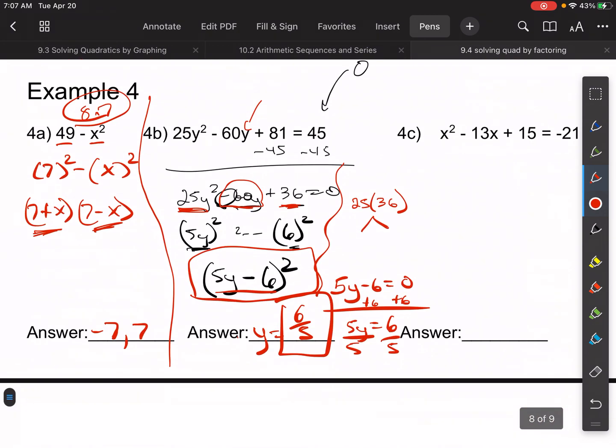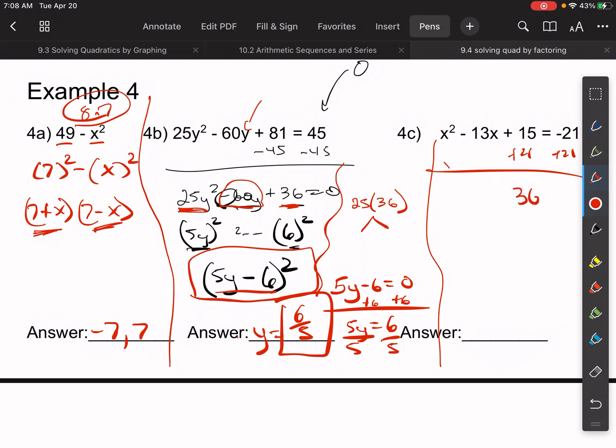So next we have C. For this one, again, I would make sure that this is equal to 0 to solve. So I have to add 21 to both sides to make that happen. So if I add 21, what I end up with here is x squared minus 13x plus 36 equal to 0. This does look like it could be a difference of perfect squares. Let's just check it out. I don't think so, since this is odd, right? Since that's odd, it's not going to be, 2 times anything will never give you an odd. So I'm going to just go to my regular factoring technique. So I'm looking for 2 things that multiply to give me 36, add to give me -13.